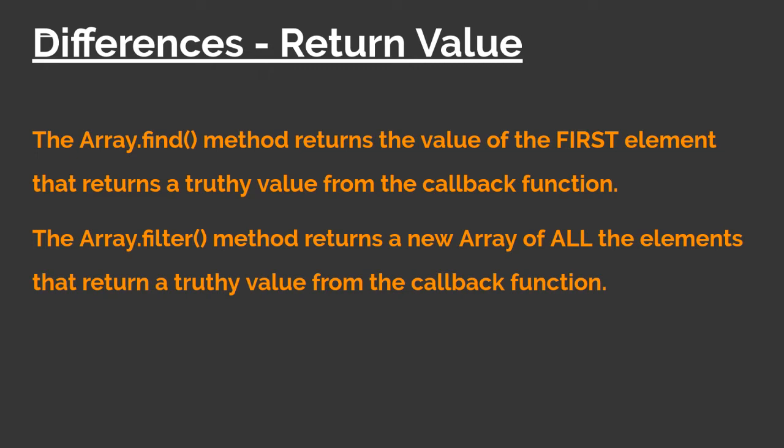Cool. So yeah, just to sum that up, find returns just that single value, the first element that returns a truthy value from the function we passed it, and filter returns all of the array elements that match our truthy condition in our callback. Sorry, what's this truthy? I still don't understand it.